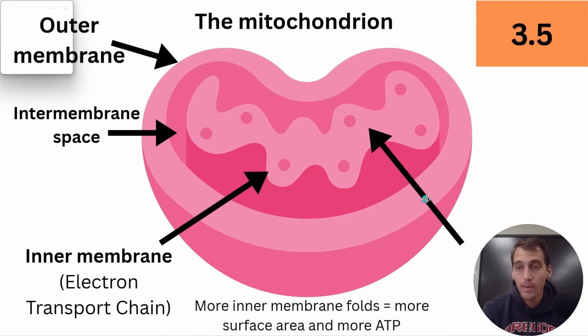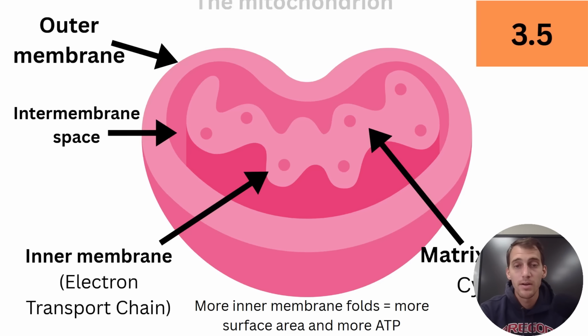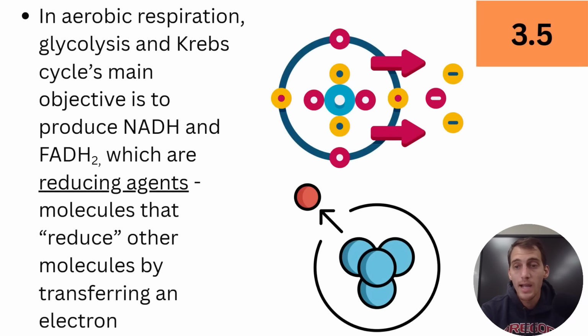And why is that inner membrane all folded up? Well, lots of folds increases surface area. Lots of surface area gives us lots of space for lots of reactions, and lots of space for lots of reactions gives us more ATP. So as I put down here, more inner membrane folds equals more surface area and more ATP. All right, and then finally, the inside of that inner membrane is what we call the matrix. And that is the location of the Krebs cycle, and that will become relevant here in the electron transport chain as well once we get into the specifics about that.